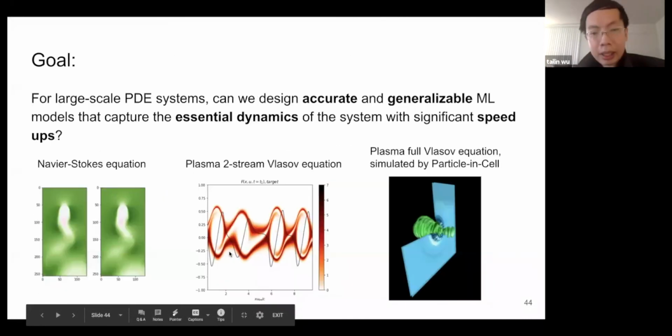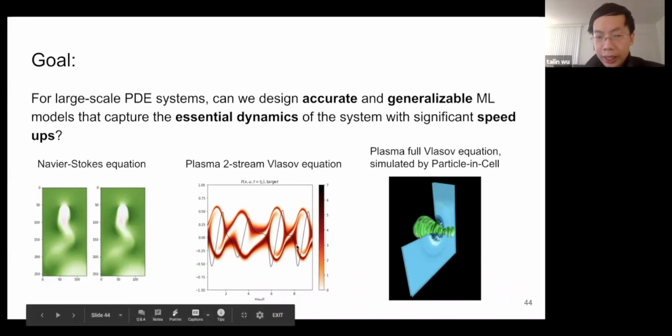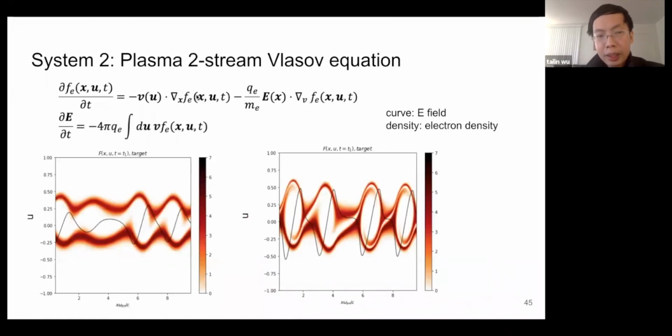So the next thing we want to tackle is this plasma two-stream Vlasov equation, where this equation dictates the dynamics of the electron density together with the E field. And the B field is uniform in the background. And then here, the density is both in the X and also in the momentum space.